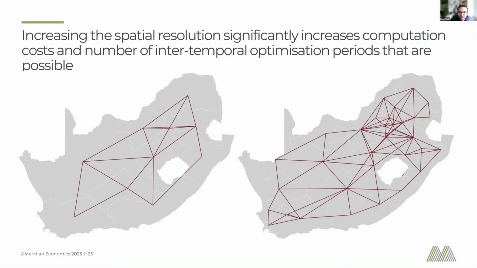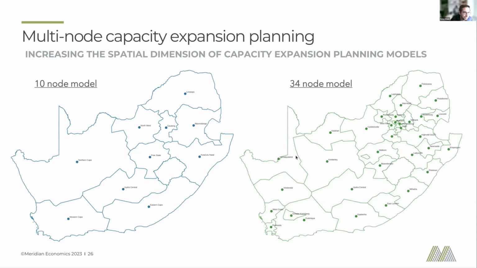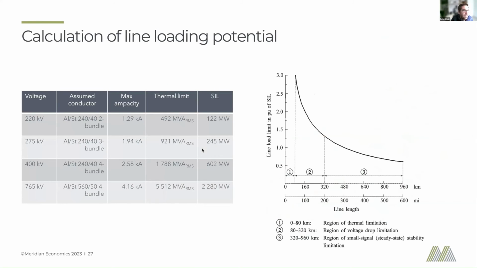You don't provide it all the same generators, so you might not provide a gas generator, for example, somewhere in the northwest. You might have only solar, or you might have only wind in some regions, but the computational cost does go up significantly. So that's just what the nodal model would look like.